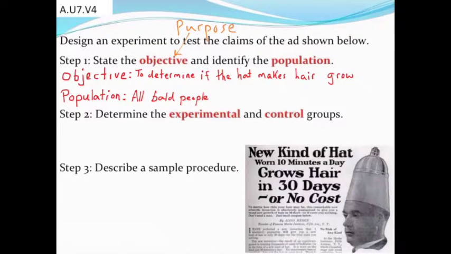Alright, in step 2, we want to describe our experimental and control groups. And again, you've probably heard these words in your science class before. So our control group is going to be the group that does not get the treatment, in this case does not wear the hat, and the experimental group will.